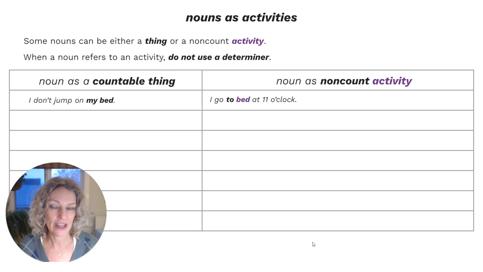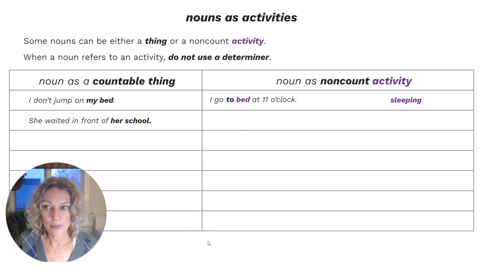But if I say something like, I go to bed at 11 o'clock, there the word bed is no longer a singular count noun. It's become a non-count noun because it's referring to an activity. And here it's referring to sleeping. It's like saying, I go sleeping at 11 o'clock. And when it's referring to an activity, the noun does not need a determiner. You'll notice, though, that we do have a preposition there. So that's common to all of these nouns that are acting as activities. They have a preposition in front of them.